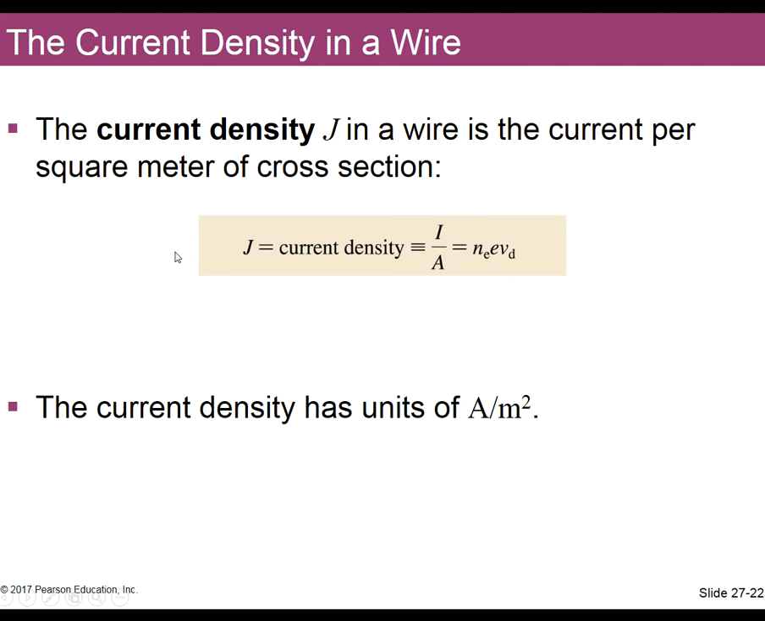Okay, another concept that's important in thinking about charge in a wire is called the current density. This is defined as the current per area, so it has units of amps per square meter, and you can basically write this as the number of electrons times the drift velocity times the charge of the electron.